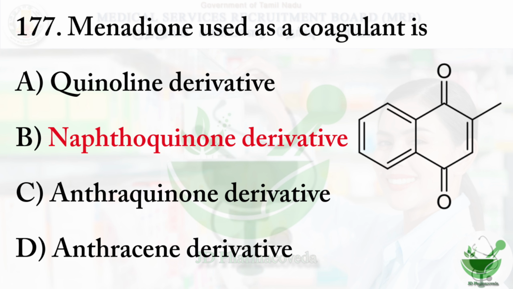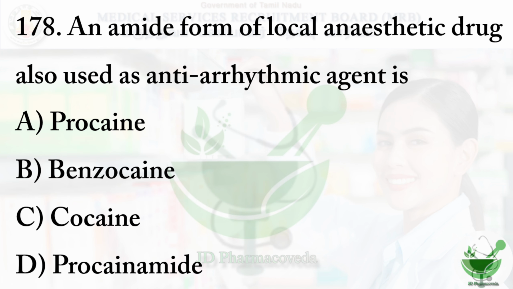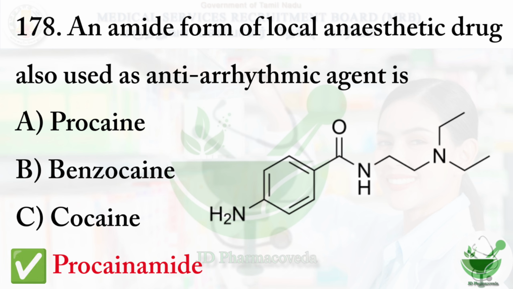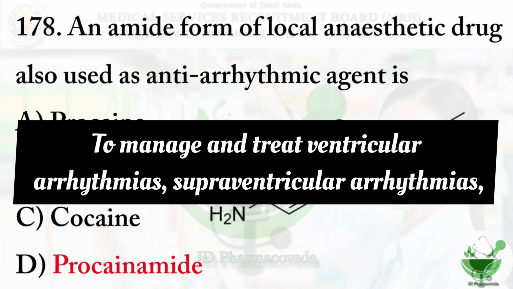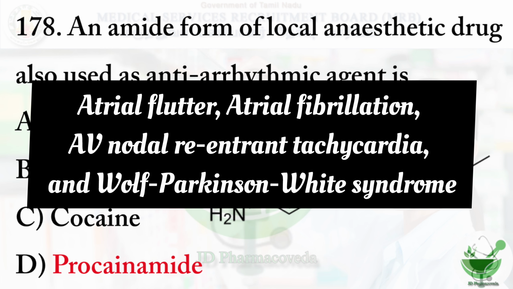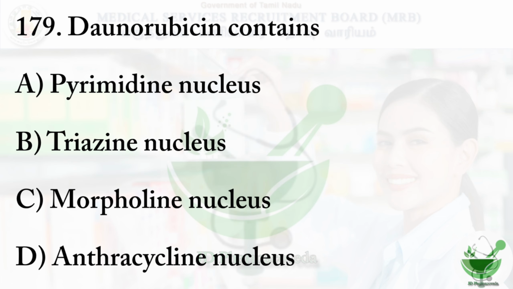Then question number 178. An amide form of local anesthetic drug also used as antiarrhythmic agent is: option A procaine, option B benzocaine, option C cocaine, option D procainamide. So the right option is option D, procainamide. This procainamide is used to manage and treat ventricular arrhythmias, supraventricular arrhythmias, atrial flutter, atrial fibrillation, AV nodal reentrant tachycardia and Wolff-Parkinson-White syndrome.